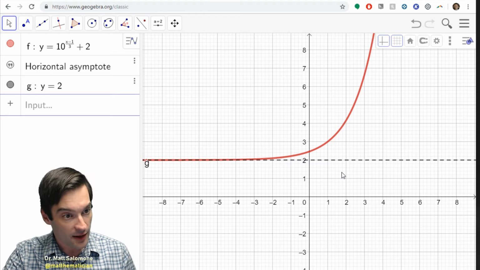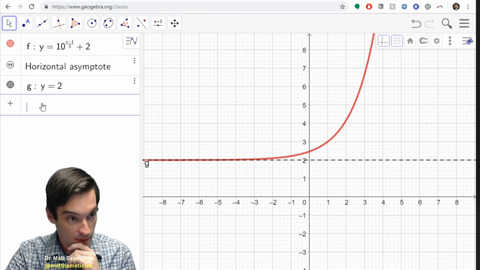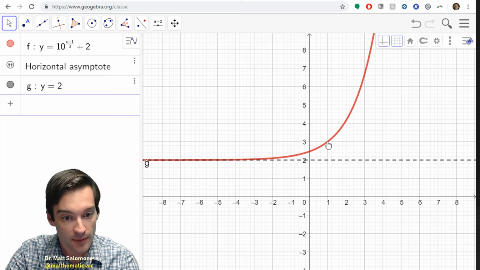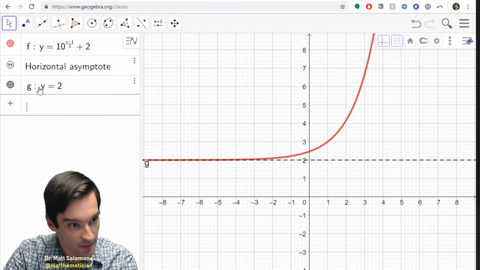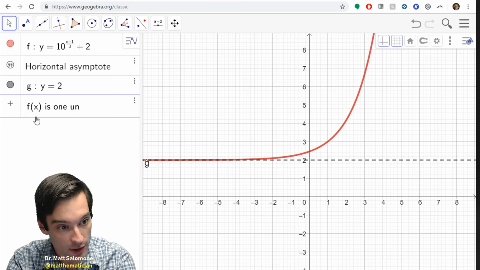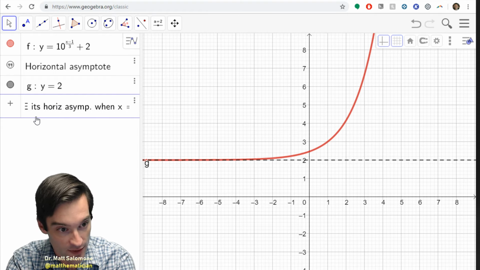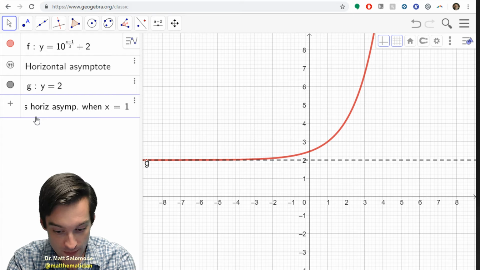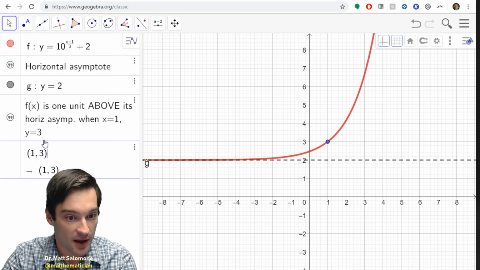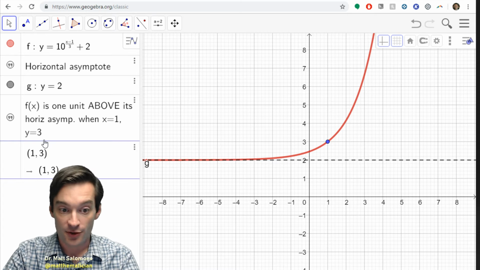And the other thing that I might notice about this is that the y value of this function, f of x, is 1 unit above its horizontal asymptote when x is equal to 1 and when y is equal to 3. So the point 1 comma 3 is a point that I'm kind of trying to zero in on here, right?